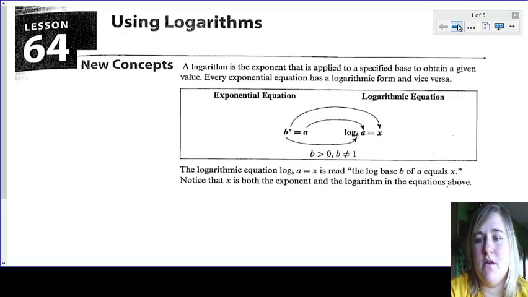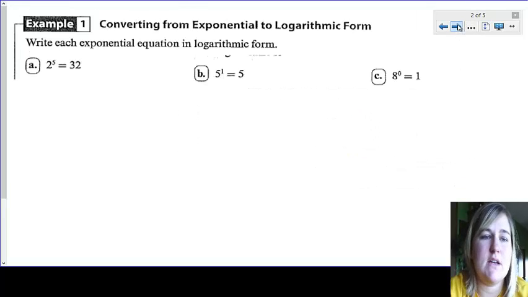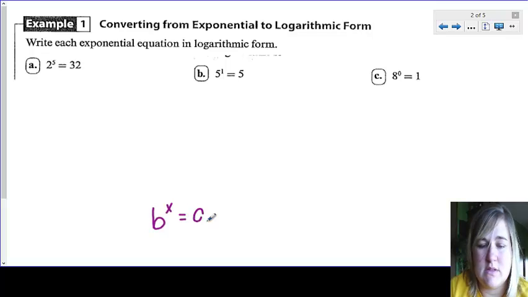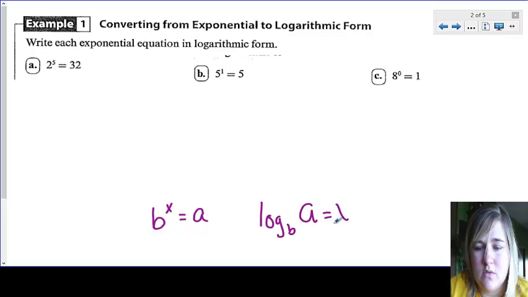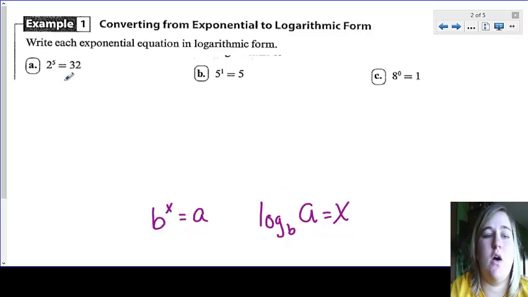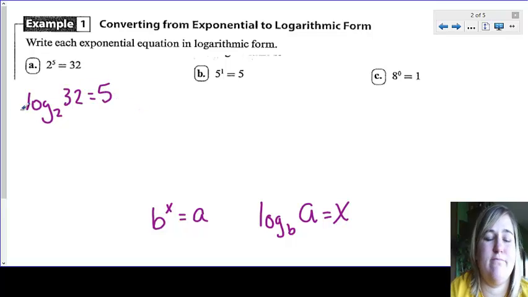in the equations above. So on this part, all it's asking us to do is to write each exponential equation in logarithmic form. So I hope that you wrote down the form from the last slide. If you did not, we'll just write it down here. b to the x is equal to a, and that would also be that log base b of a equals x. So all we're going to do is plug these things in where they go to change it into logarithmic form. So my base here is 2, so it's going to be log base 2 of 32 is equal to 5. That's it.